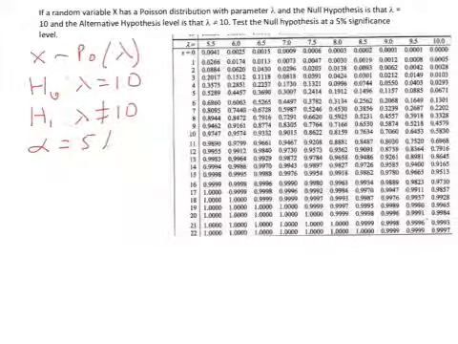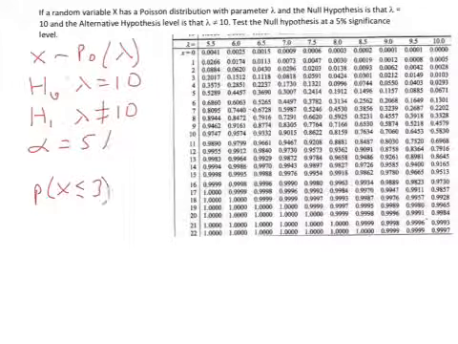So it could be greater, it could be smaller, so because of that we've got a two-tailed test, and so the probabilities are going to be 2.5% at each end. So what we're looking for is the smallest number to start off with, where the probability of x being that number is smaller than 2.5%, and that's 3, because the probability that x is less than or equal to 3 is 0.0103.